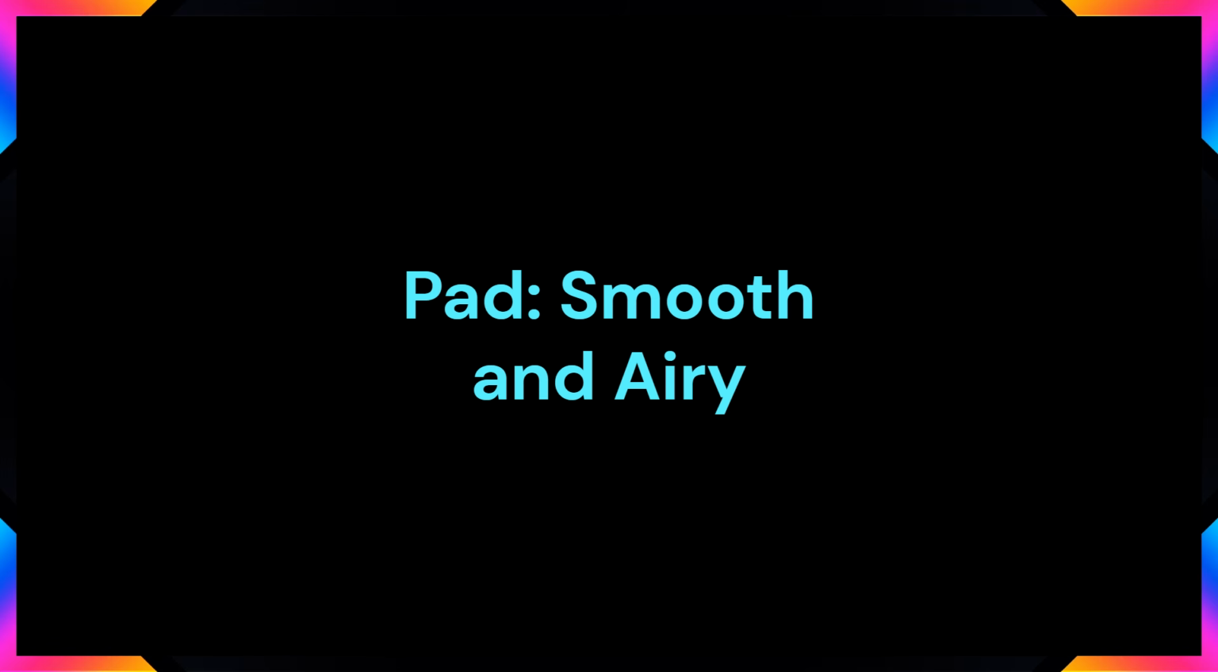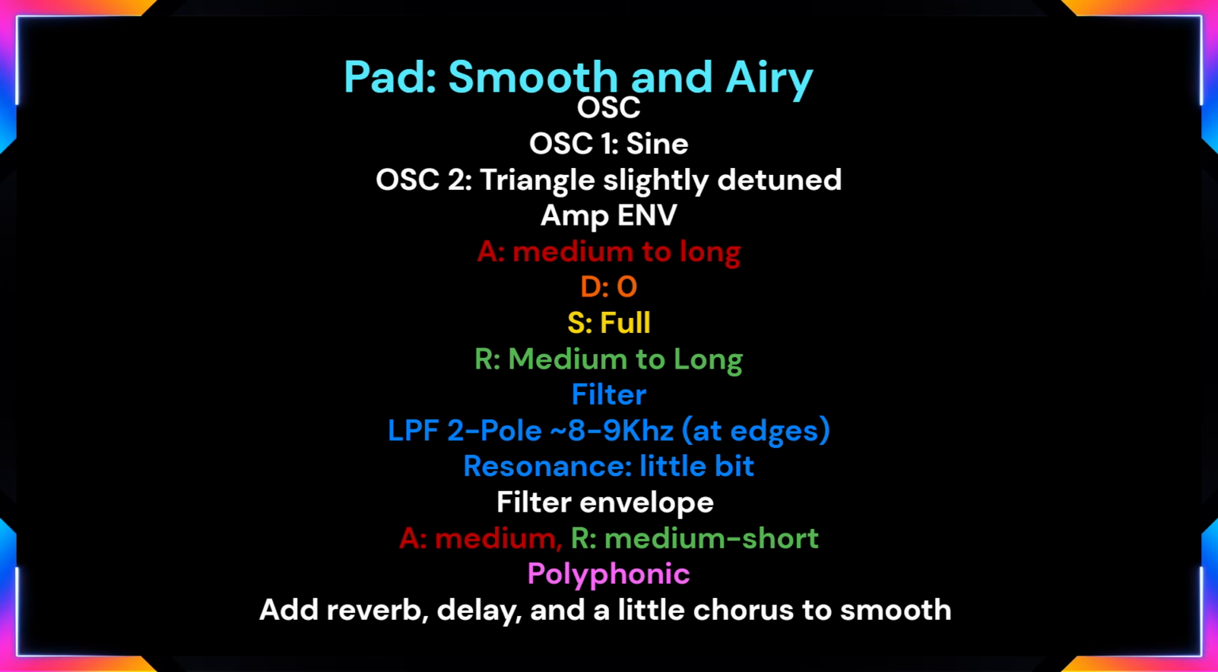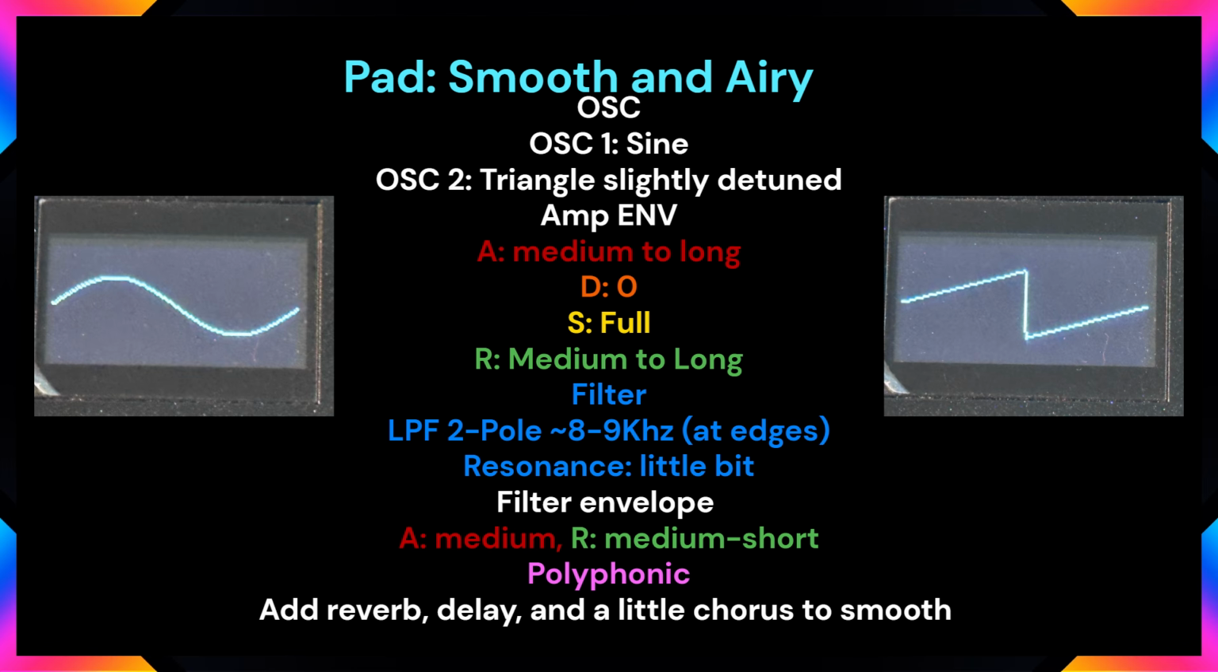The smooth and airy pad uses 2 oscillators, oscillator 1 as a sine wave, and oscillator 2 as a triangle wave, slightly detuned as well. The amp envelope has an attack from medium to long, decay at 0, sustain at full, and the release at medium to long. The filter is a 2-pole low-pass filter around 8 to 9 kilohertz, and this is just to take the edge off of this sound, and the resonance is just a little bit.